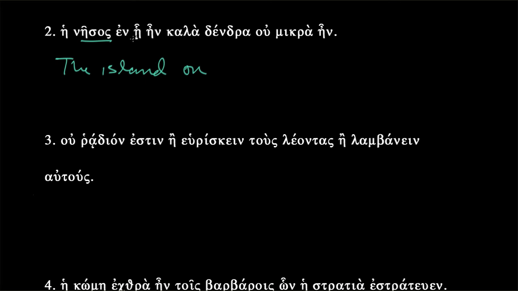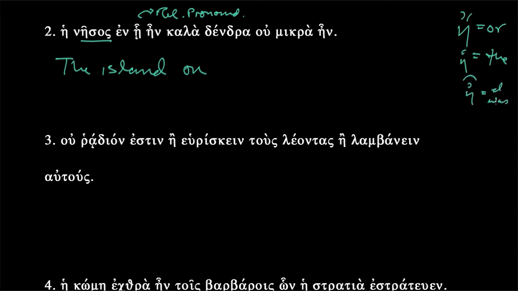What is hey? Well, we have iota subscript, rough breathing, circumflex accent. This must be a relative pronoun. It's certainly not any adjective we've seen. Also, it's not a, which means or, nor is it he, like we just had with nasos, which means the. So nor is it a, which we've just learned, smooth breathing, which means I was.